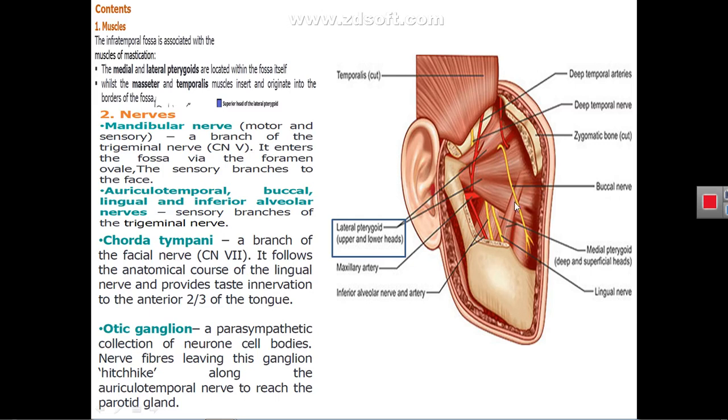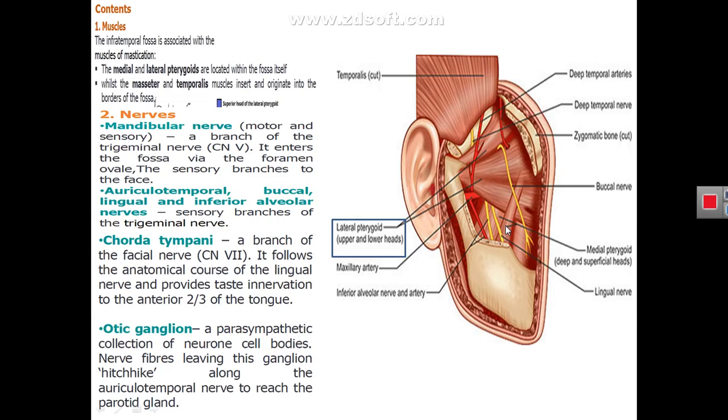Regarding the contents of the infratemporal fossa, as we said a while ago, they mainly include the muscles of mastication, which are this muscle, the lateral pterygoid muscle, and this muscle, the medial pterygoid muscle. The medial pterygoid forms the floor of the infratemporal fossa and is also a content. In addition to the lateral and medial pterygoid muscles, temporalis is also a content of the infratemporal fossa.